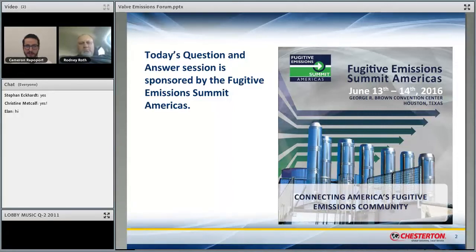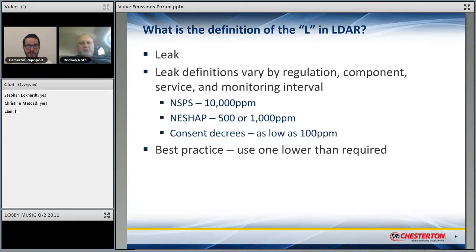So when we're talking about fugitive emissions, a lot of what we talk about is LDAR, which is leak detection and repair. So, Rodney, I wanted to talk to you a little bit more about what exactly is the definition of a leak.